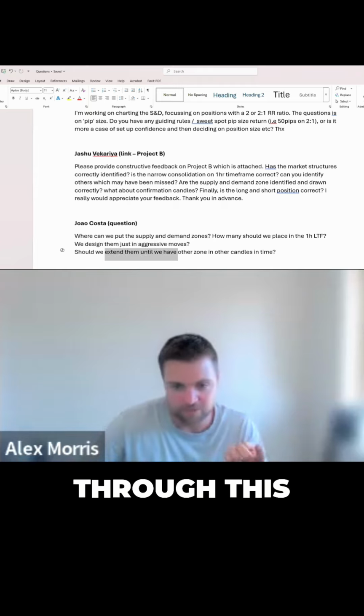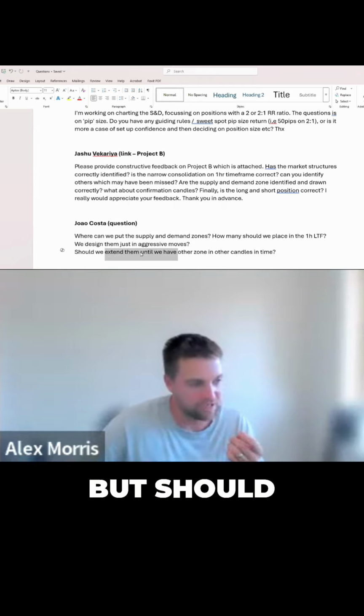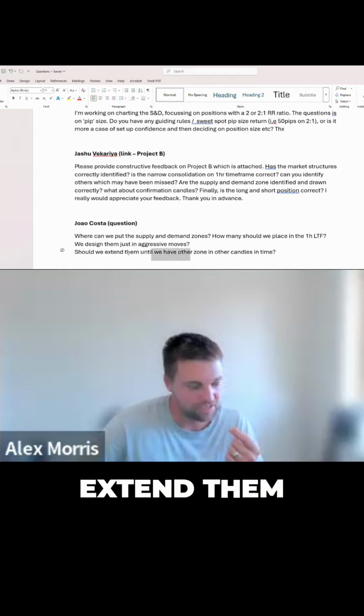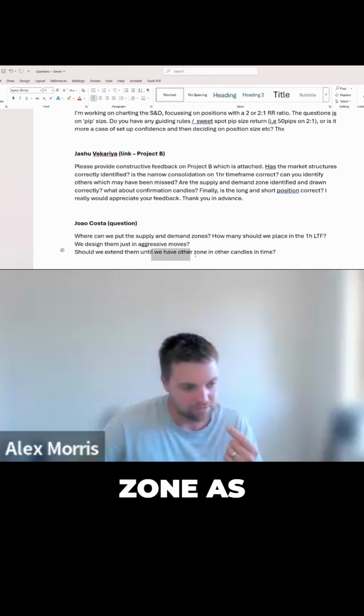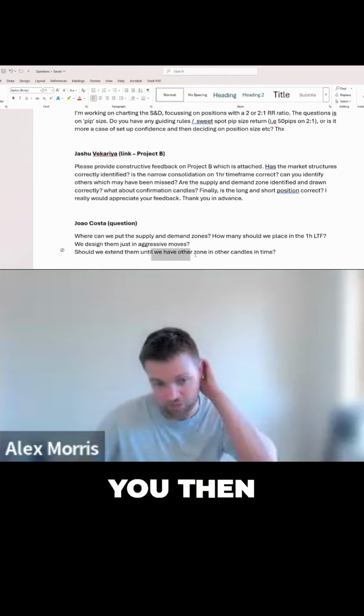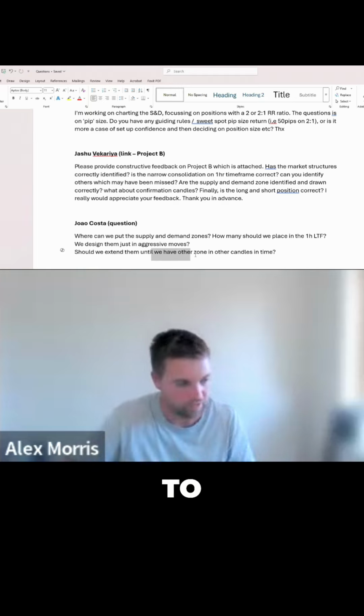And then I went through this with Jashu's, but should we extend them? No, we shouldn't extend them. You only extend it until there's a retest of that zone. As soon as you have that retest, you then reduce the size of it. You keep it to that area.